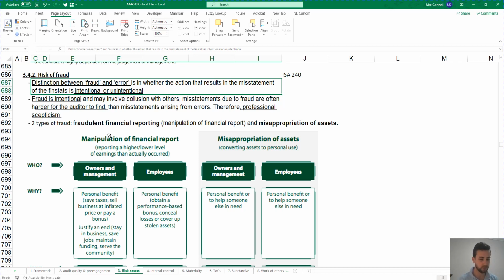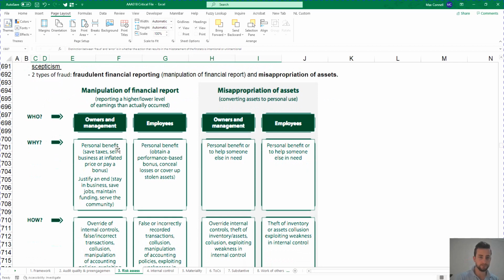Misappropriation of assets, on the other hand, might be an employee putting through an invoice and saying, this is a business expense, when in reality, there was no expense incurred. They then bill it to themselves, and they're basically converting the company cash to themselves, or they're stealing money from the company. So those are the two types of fraud.